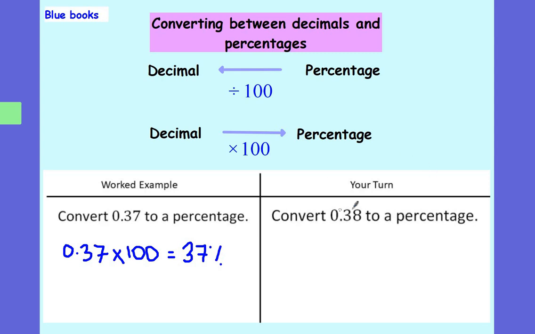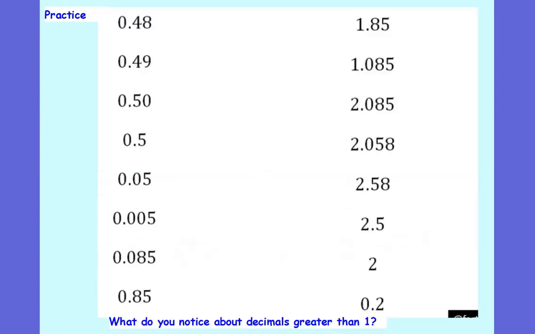In your dark blue books, can you have a go at the other example for me? Convert 0.38 to a percentage. Okay, hopefully we'll have done 0.38 times 100, which gives me 38%. Fab! Please switch to your light blue books and have a go at these questions for me. What do you notice about decimals greater than 1? So all the ones on the right hand side, what do you notice? Convert these decimals to a percentage for me, spend about 10 minutes and pause the video.